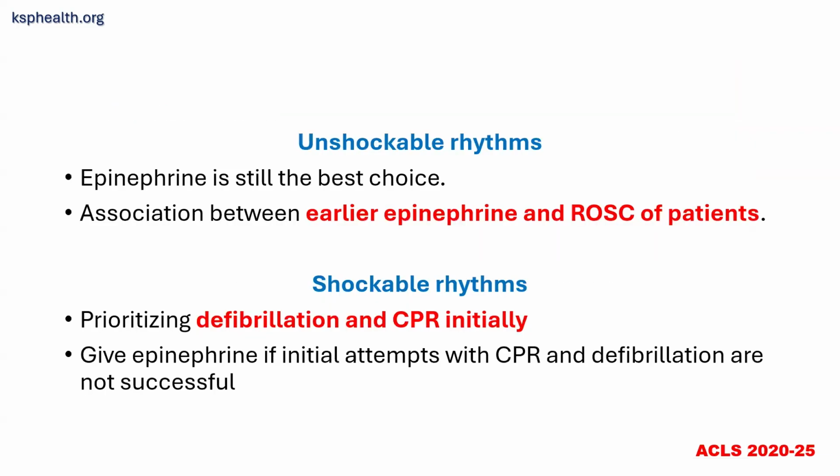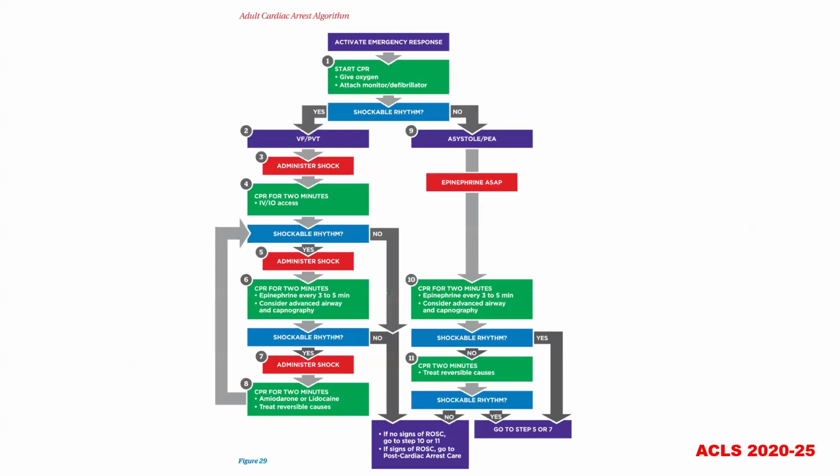So when you have unshockable rhythms, which are pulseless electrical activity and asystole, epinephrine is still the best choice. Earlier epinephrine use has been associated with return of spontaneous circulation in patients. When you have PEA and asystole, start early epinephrine along with high quality CPR. In shockable rhythms, which are ventricular fibrillation and pulseless ventricular tachycardia, prioritize defibrillation and CPR initially. When we do CPR, give high quality CPR. Give epinephrine if initial attempts with CPR and defibrillation are not successful.